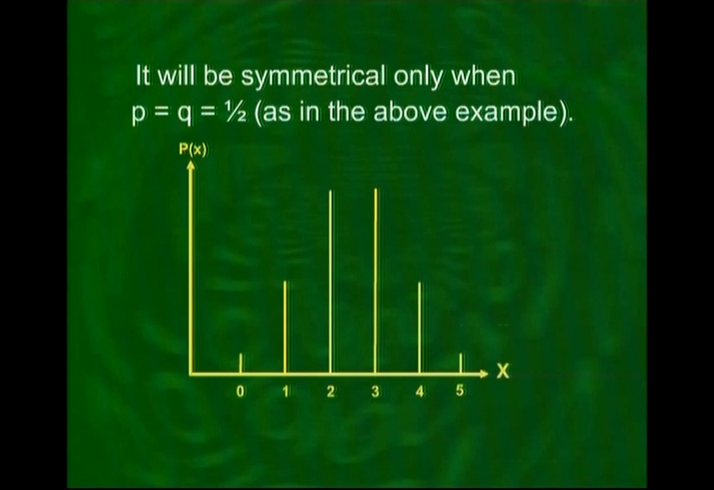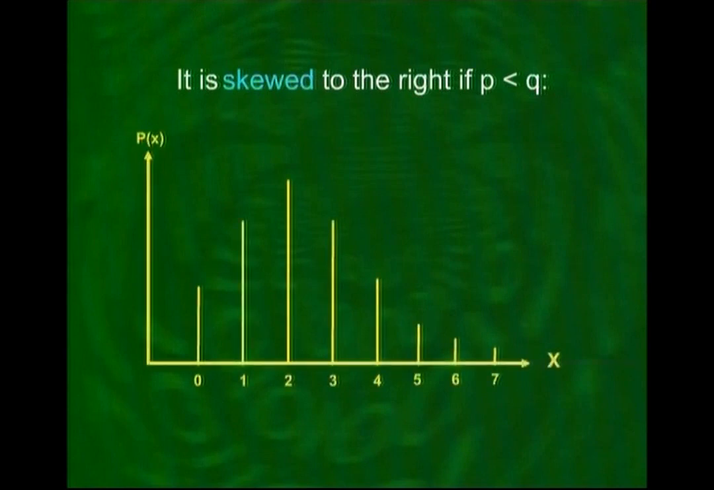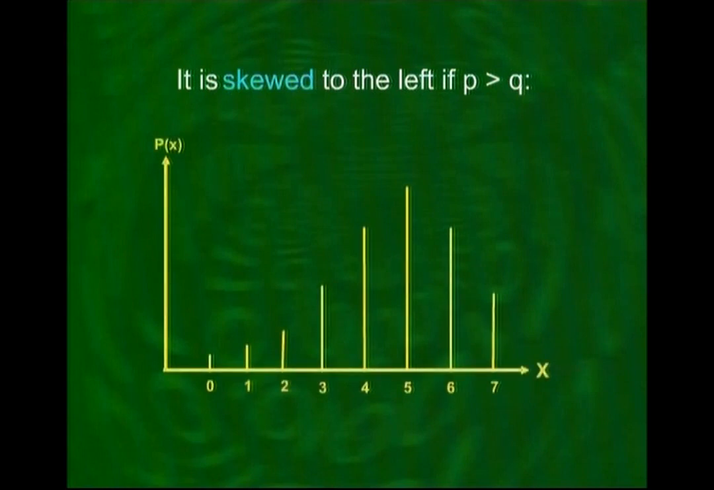In fact, it depends on the value of p whether your distribution is symmetric, positively skewed or negatively skewed. As you now see on the screen, if p is equal to q, in other words if both p and q are equal to half, then we obtain an absolutely symmetric distribution. If p is less than q, in other words p is less than half whereas q is greater than half, then our distribution is positively skewed. And if p is greater than q, in other words, if p is greater than half and q is less than half, then our distribution is negatively skewed. But the degree of skewness decreases as the number of trials n increases.